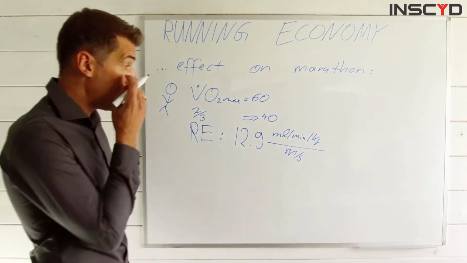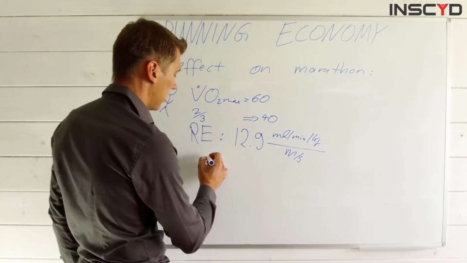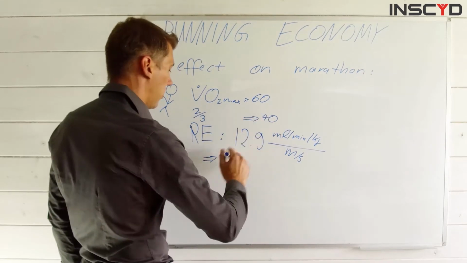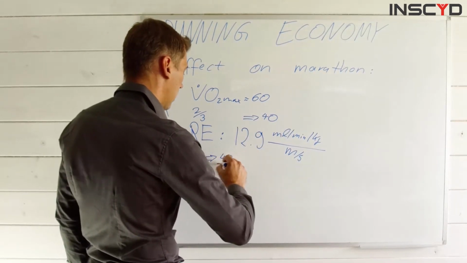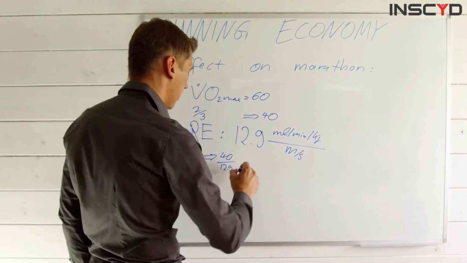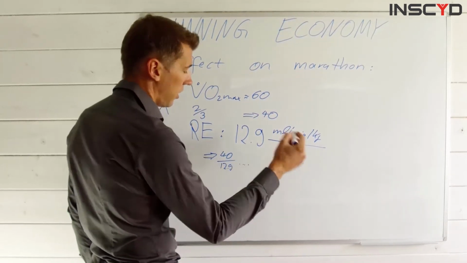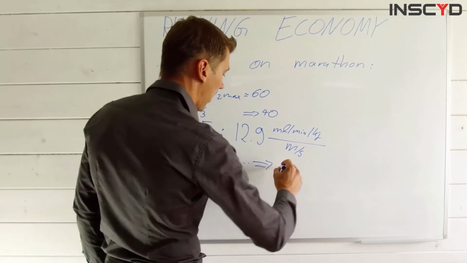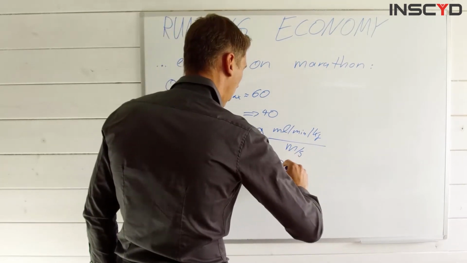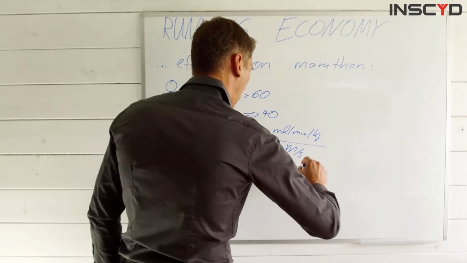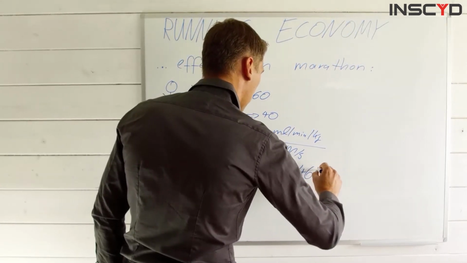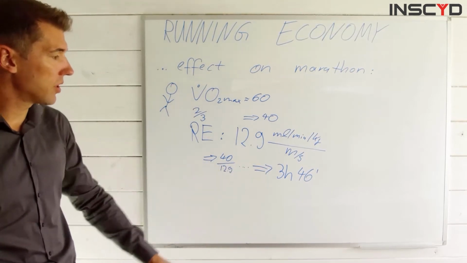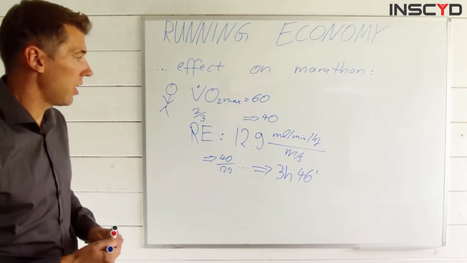Okay, so what this means, as a result, is the marathon time is going to be defined by 40 milliliters divided by 12.9, and this gives you a certain speed, and so on and so forth. And long story short, it ends up at a marathon time of 3 hours and 46 minutes. It's a little bit more than 3 meters per second and ends up at this time. Okay.